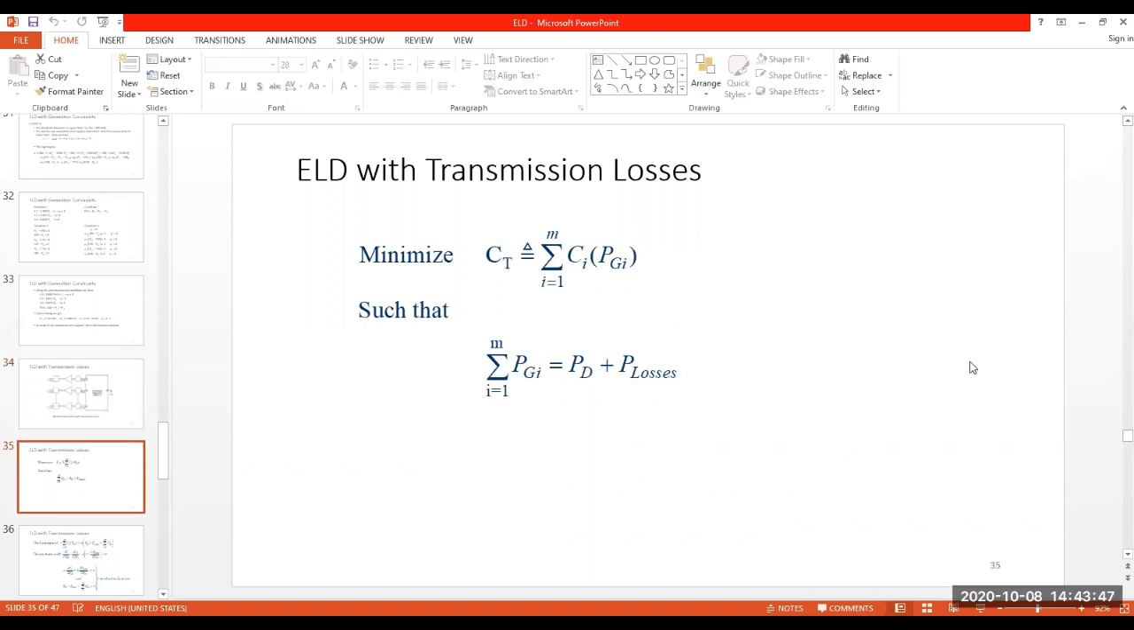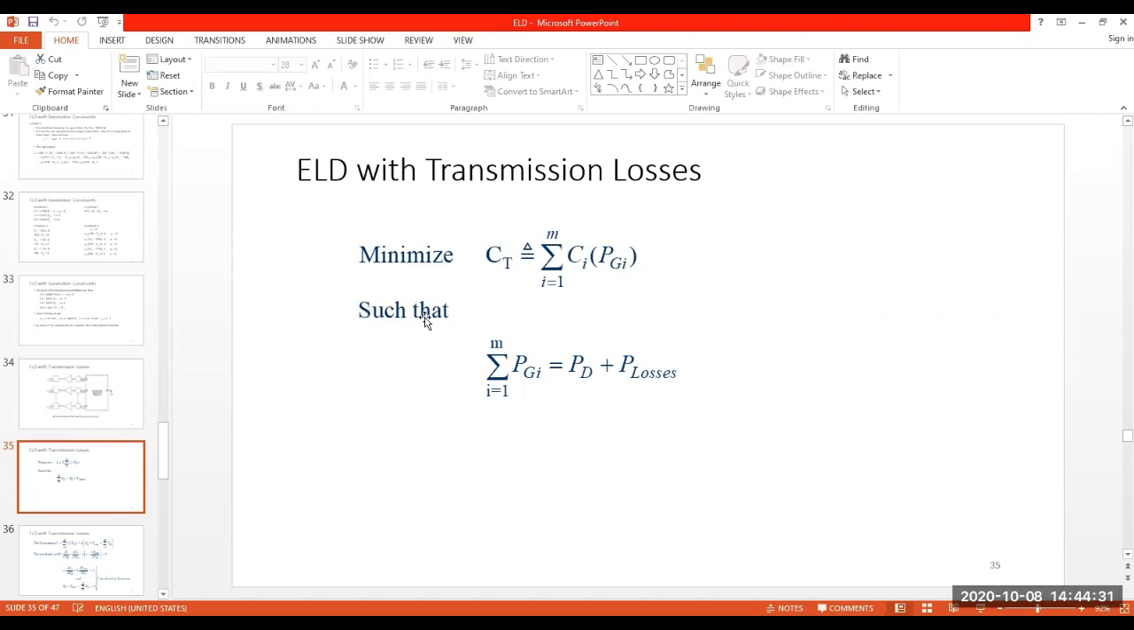The next, let's formulate the ELD. So our objective is to minimize the total cost. We are taking the cost function Ci for the ith generator, and we have m number of units, so it will be the summation of all the Ci, from i equals 1 to m. The individual cost function Ci for the ith generator is only dependent on its own real power generation. So you see Ci is only a function of PGi. It's not a function of PG1 up to PGm. It's only a function of PGi.